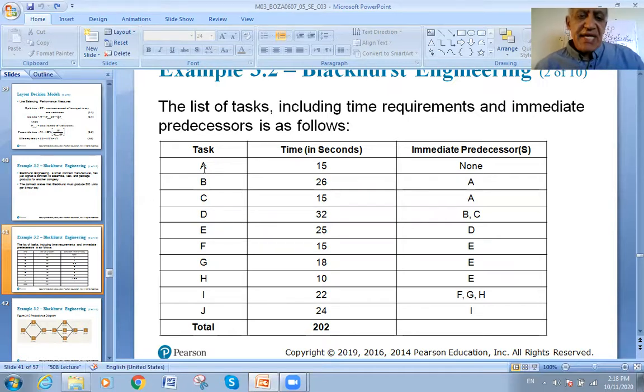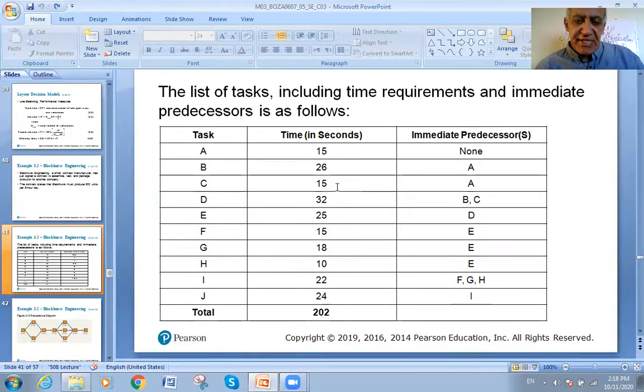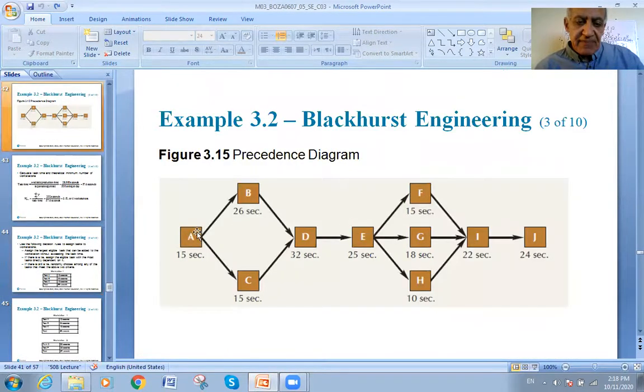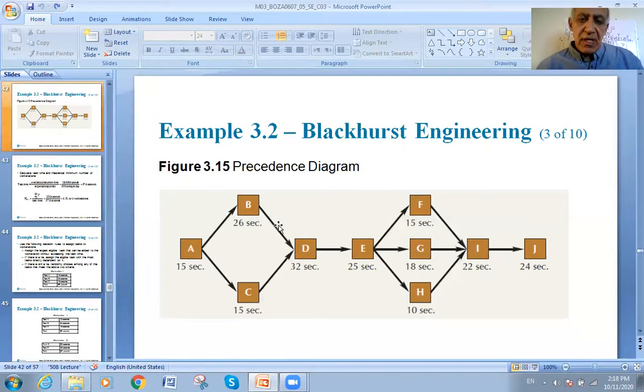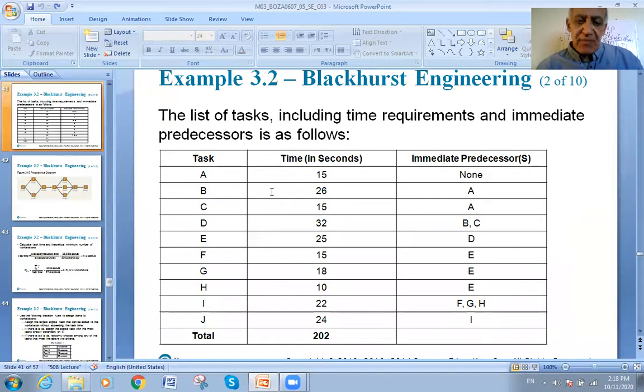Okay, task A, this is the start. The time of task A is 15 seconds. Let's see here. This is task A. We put it in a square like this, task A, and we put down the 15 seconds. Okay, let's go for task B. Task B is 26 seconds.